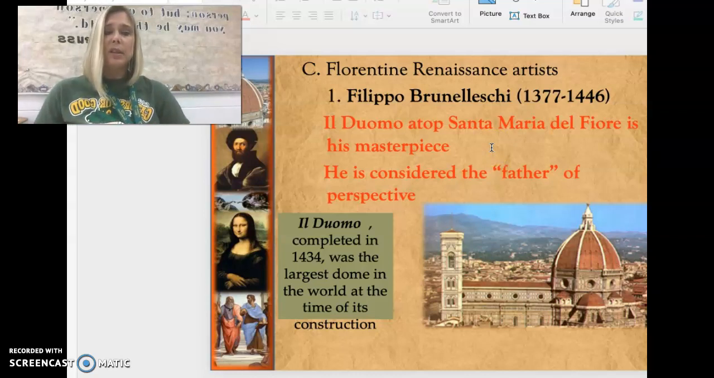He's also considered the father of perspective in architecture. Okay, we'll talk about perspective in the art world with actual paintings, but when it comes to architecture, he is going to reintroduce the concept or the technique of perspective, and so therefore earned the title of father of perspective in architecture. You might want to add that part, in architecture.